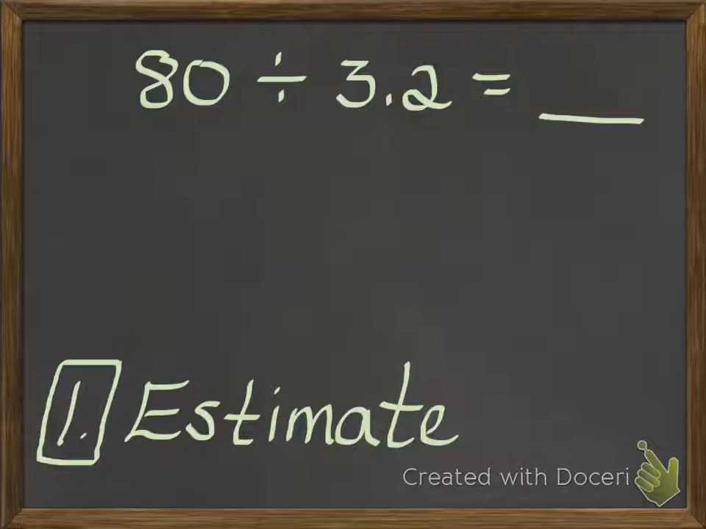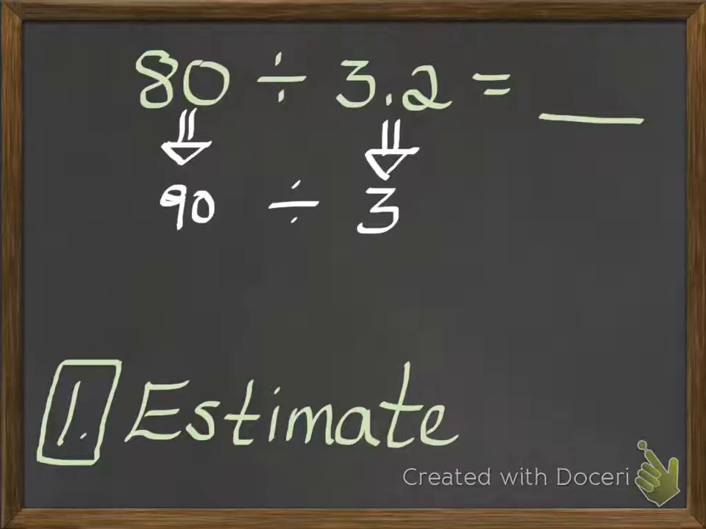So here is my equation. I have 80, because there's 80 minutes total, divided by 3.2, the average length of a song. I'm going to do my first step, which is estimate. I'm going to find some compatible numbers. I'm going to start with my divisor, because then I can find a multiple of that divisor. So I'm going to start with 3.2 and round that down to 3. Then I'm going to find a multiple of 3 that is compatible, or close to 80. So 90 would be a good compatible number.